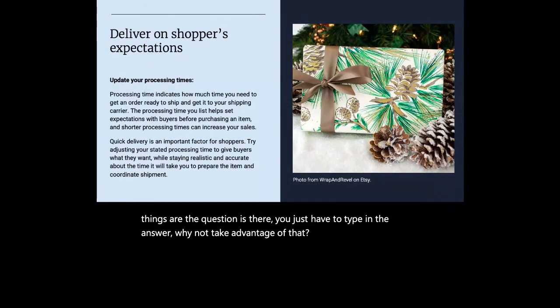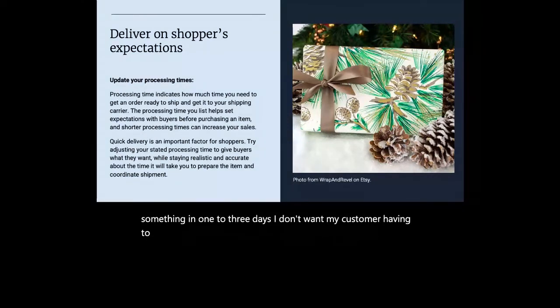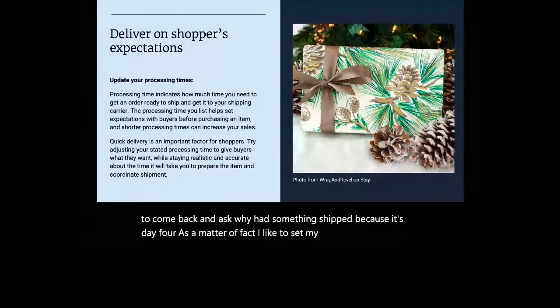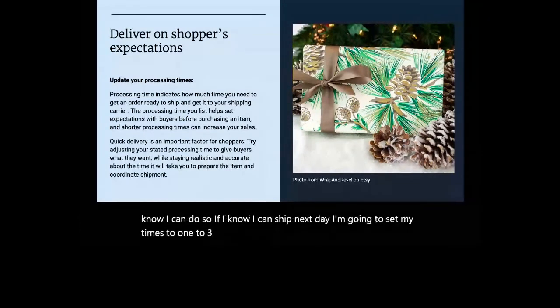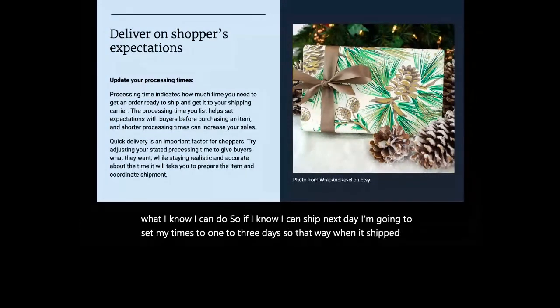You also want to follow through. If I say I'm going to ship something in 1 to 3 days, I don't want my customer having to come back and ask why hasn't this shipped because it's day four. As a matter of fact, I like to set my times a day later than what I know I can do. So if I know I can ship next day, I'm going to set my times to 1 to 3 days. So that way, when it's shipped out on day two, they are so excited.